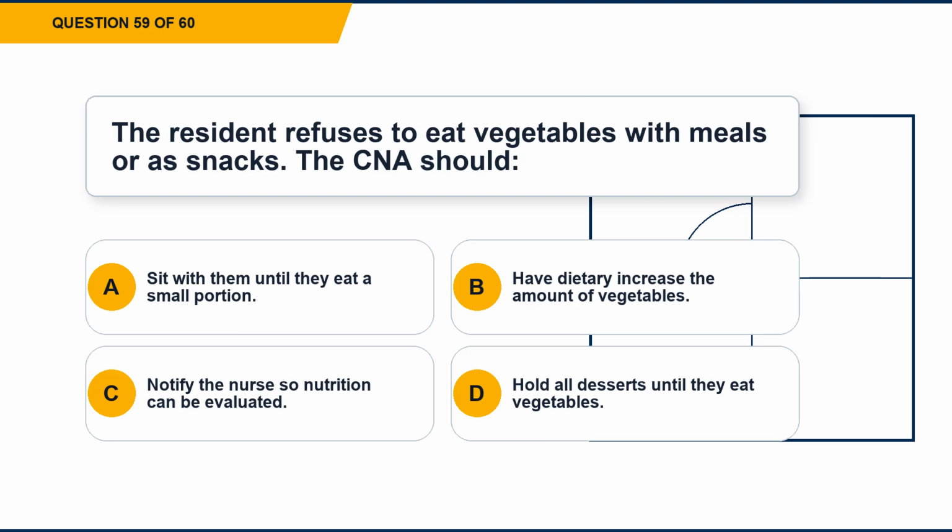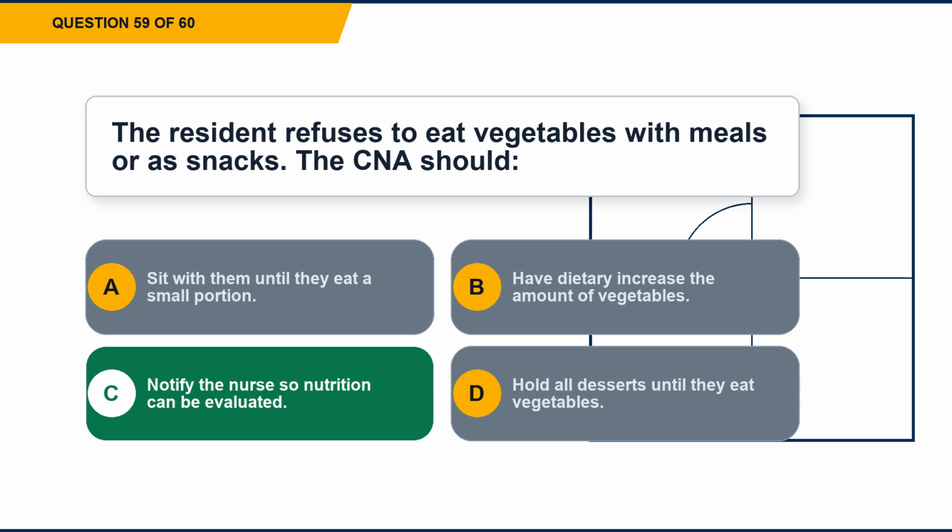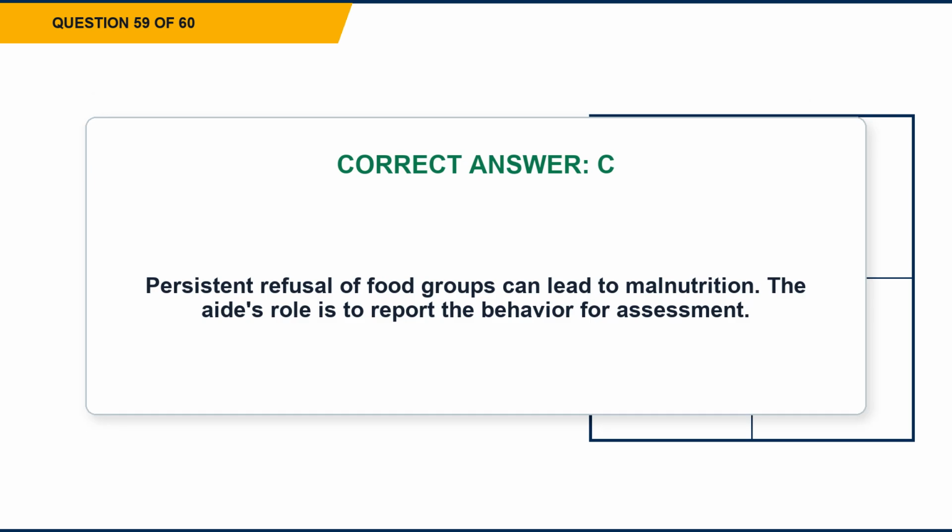Question 59. The resident refuses to eat vegetables with meals or as snacks. The CNA should: option A, sit with them until they eat a small portion. Option B, have dietary increase the amount of vegetables. Option C, notify the nurse so nutrition can be evaluated. Option D, hold all desserts until they eat vegetables. The correct answer is option C, notify the nurse so nutrition can be evaluated. Explanation. Persistent refusal of food groups can lead to malnutrition. The aide's role is to report the behavior for assessment.